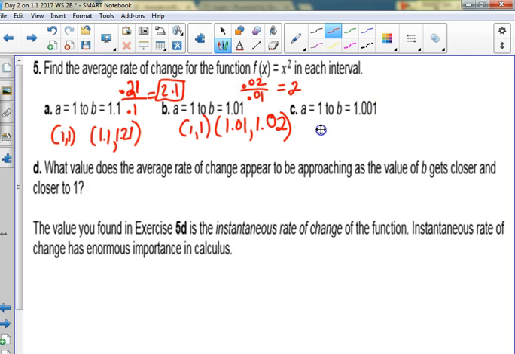What happens here? This is still 1, 1. What's 1.001 squared? 1.002, like that. Okay, so if I subtract off the 1s, I'm going to get 0.002 over 0.001, which is 2 again. Was this one rounded? Were any of those rounded? What was the second one before we rounded?